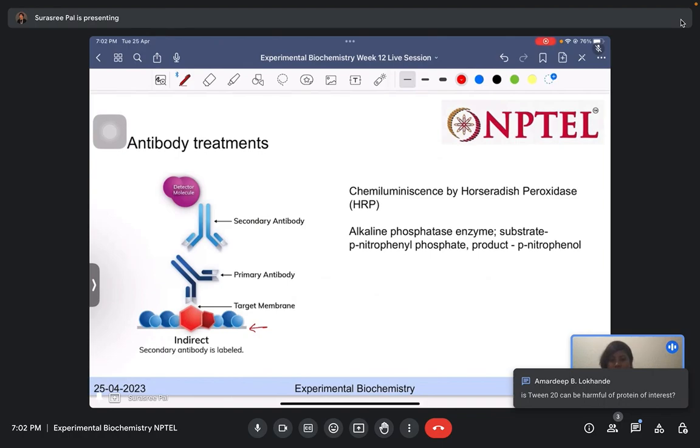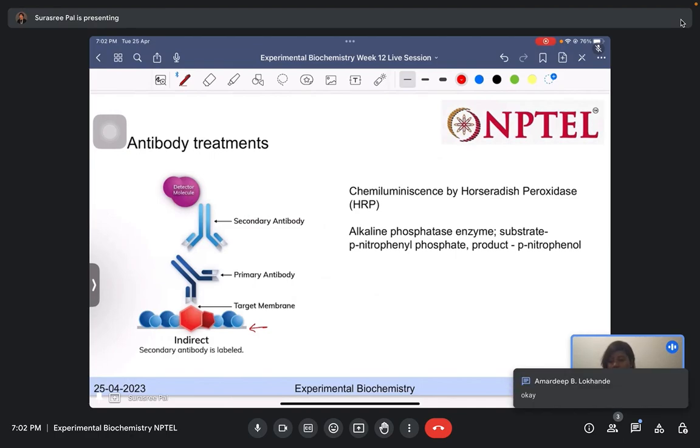Tween 20 we usually use at a very low concentration, so it is not harmful for the membrane or the protein of our interest. And anyway, the proteins that are bound to the membrane are all denatured proteins, right? So Tween 20 will not be harmful, and we use a very low concentration.